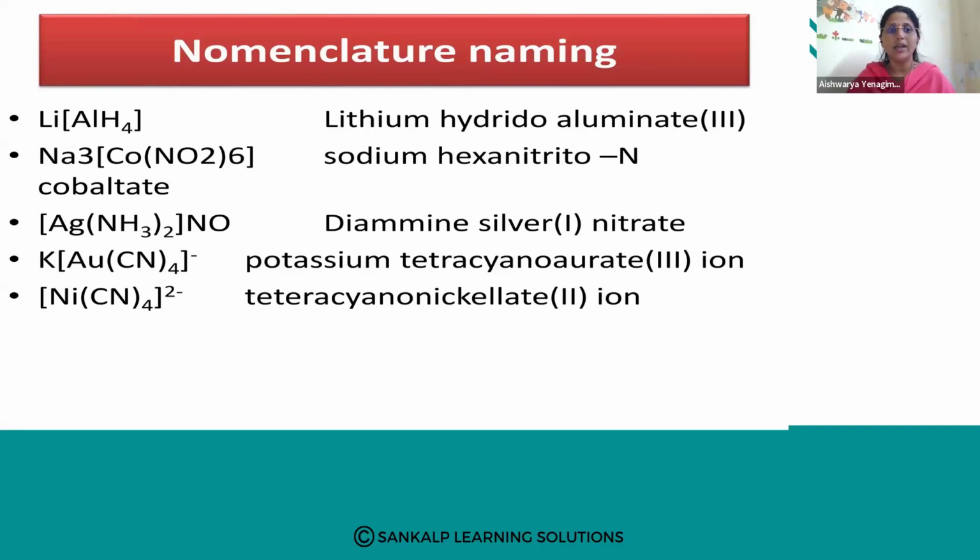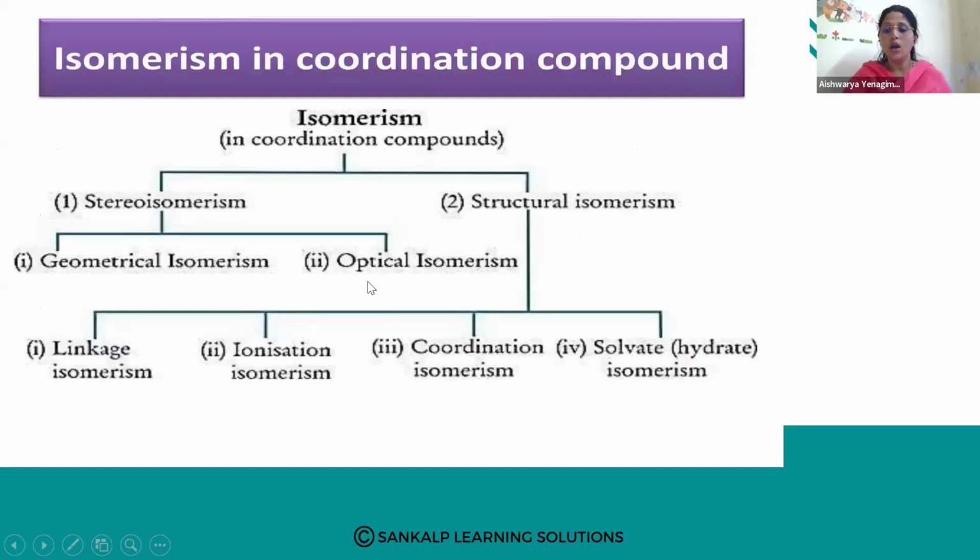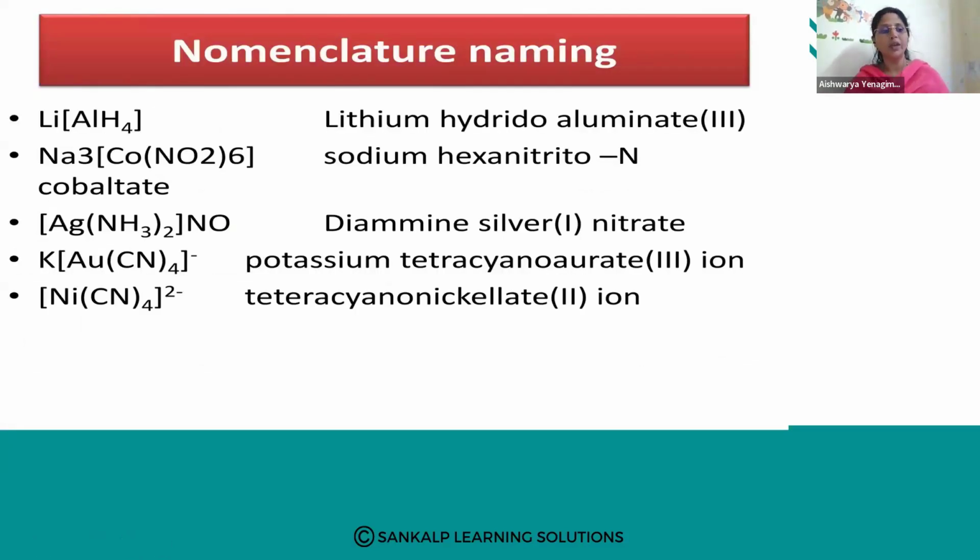[Ag(NH3)2]NO3: diamminesilver(I) nitrate. K[Au(CN)4]: K stands for potassium, CN4 is tetracyano, and it is a negative anion, so you will write aurate(III) ion because there is a minus sign being shown. [Ni(CN)4]2-: tetracyanonickelate, because it is minus 2 charge, that means it is an anion. So tetracyanonickelate(II) ion. Yes. So this is how nomenclature of the compounds is done.